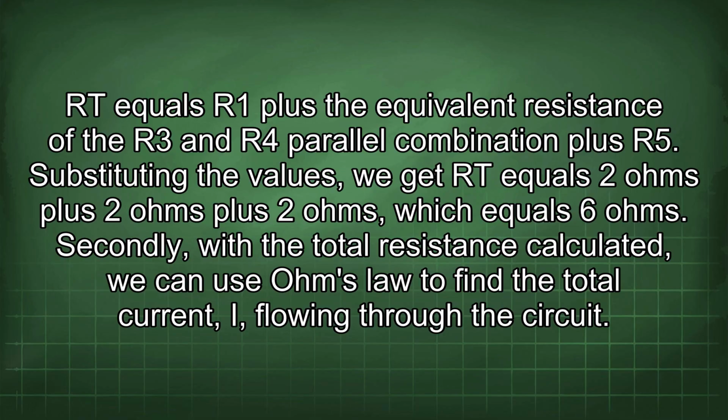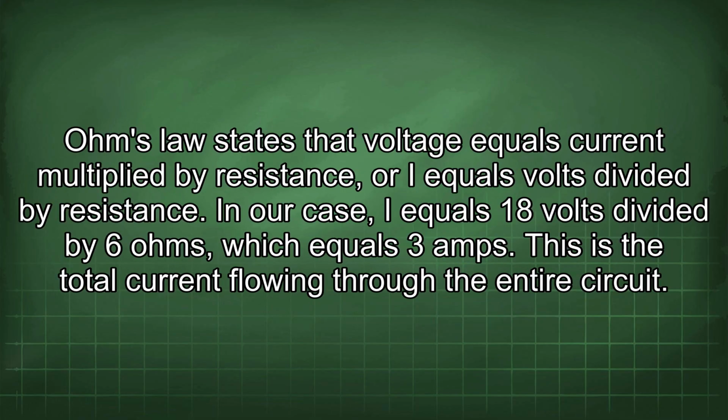Secondly, with the total resistance calculated, we can use Ohm's law to find the total current I flowing through the circuit. Ohm's law states that voltage equals current multiplied by resistance, or I equals volts divided by resistance. In our case, I equals 18 volts divided by 6 ohms, which equals 3 amps. This is the total current flowing through the entire circuit.